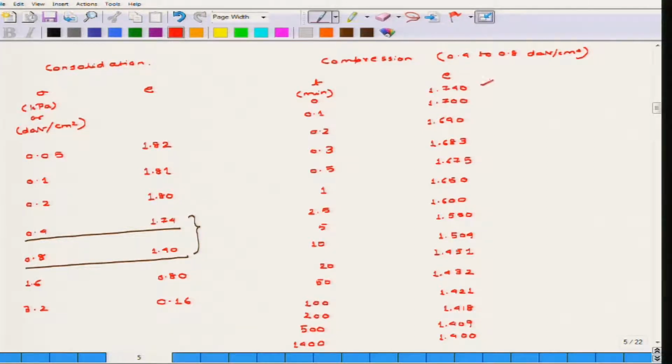So, the first and the last readings correspond to the void ratio at 0.4 and 0.8 respectively, and in between is how the void ratio changed.